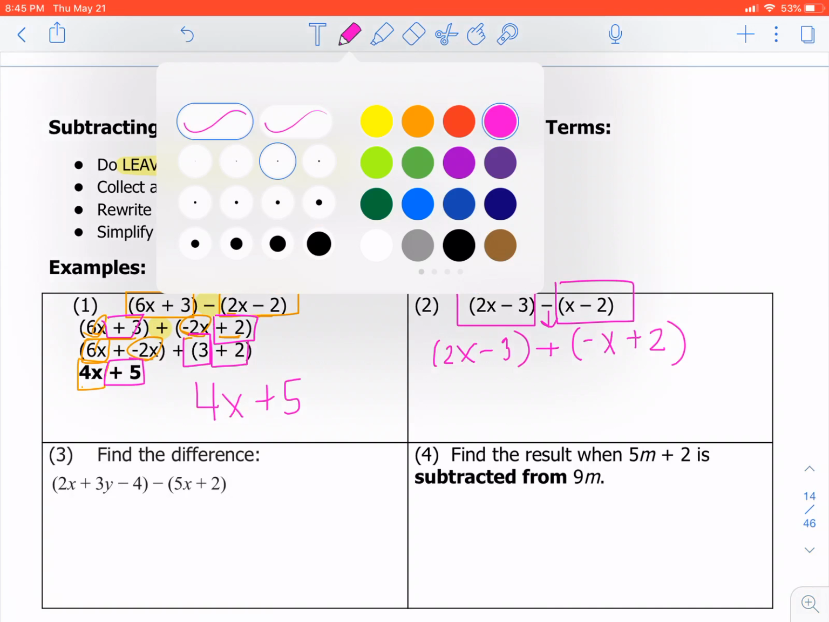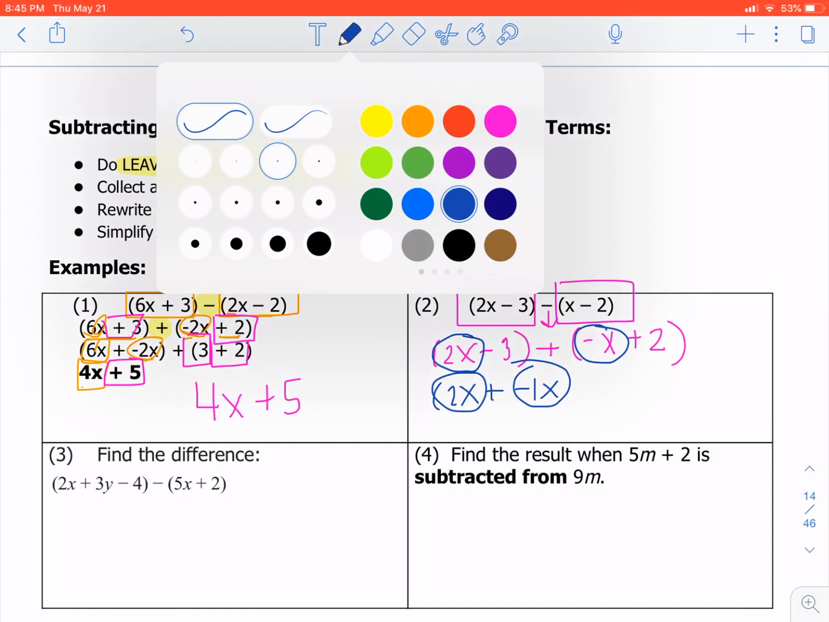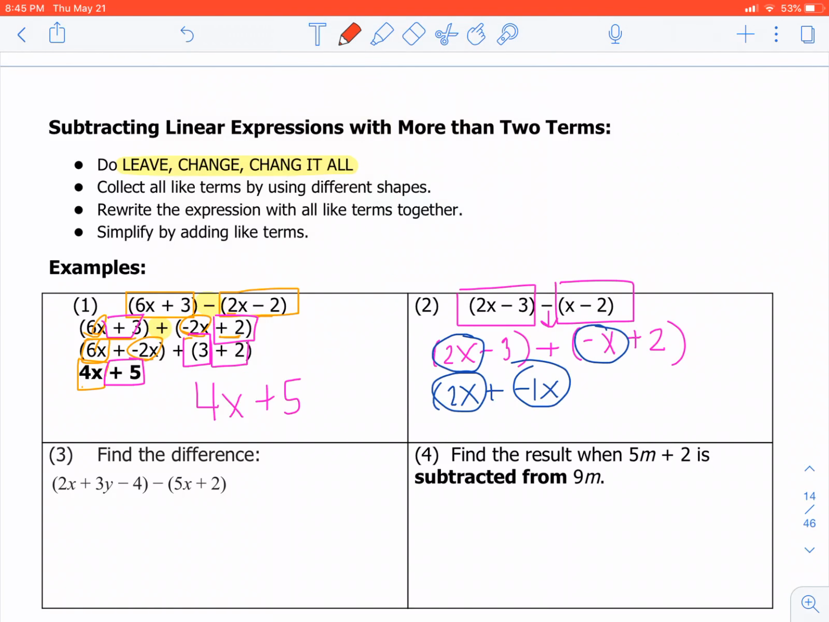Now I'm going to do my like terms. So I'm going to circle all of my x's, and I'm going to put them next to each other. So 2x and plus negative 1x. I'm going to put that 1 in front of that x. All right, now I'm going to do the negative 3 and the positive 2. Those are just numbers, so I'm going to put those together.